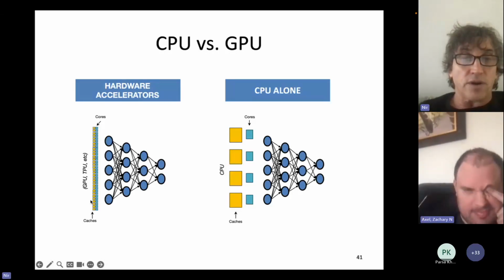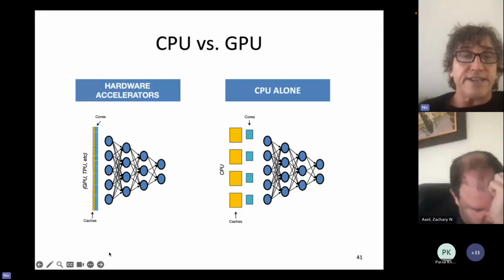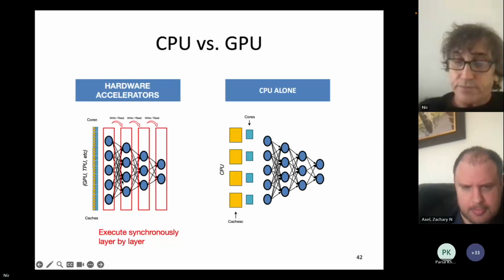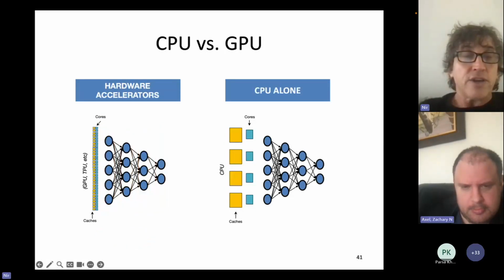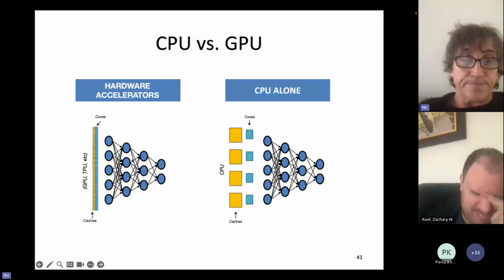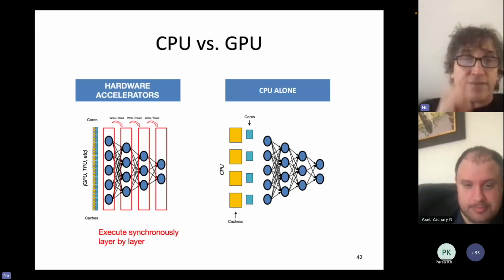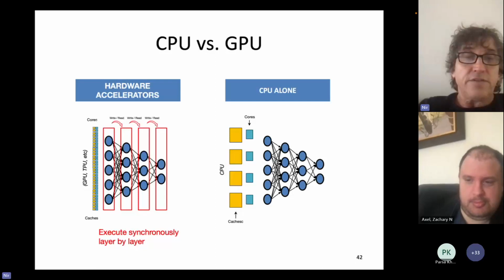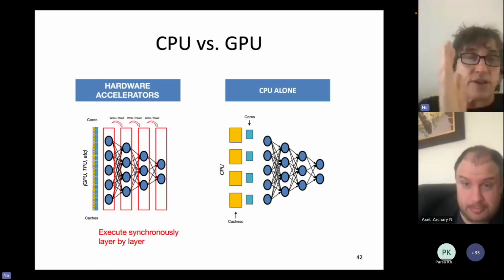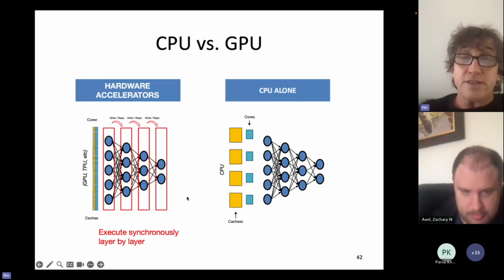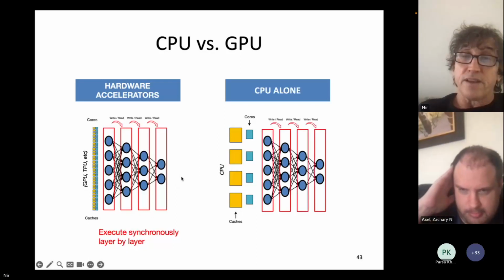They have thousands of cores, each one with a very tiny cache, and they have a lot of bandwidth to memory. They execute synchronously, layer after layer. They read from the memory and write, and read from the memory a layer and write, and so forth. So they're executing synchronously layer by layer. And this works pretty well for a GPU.